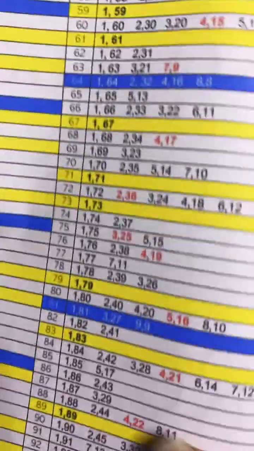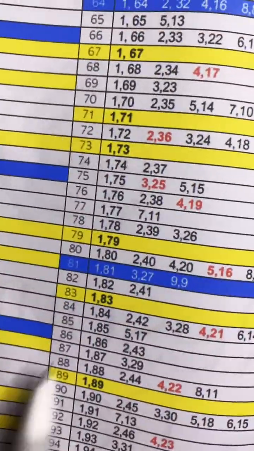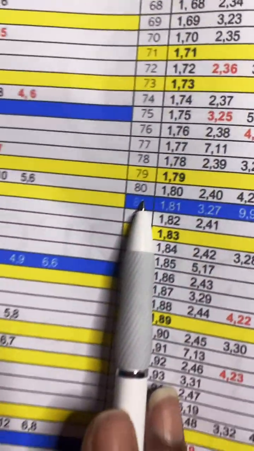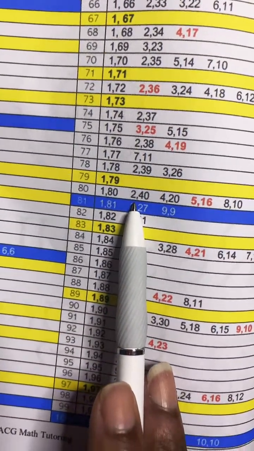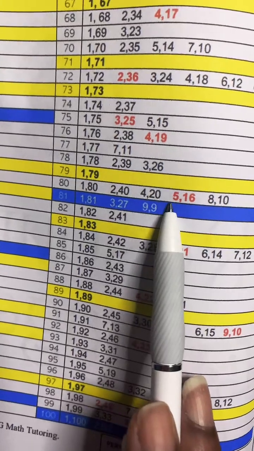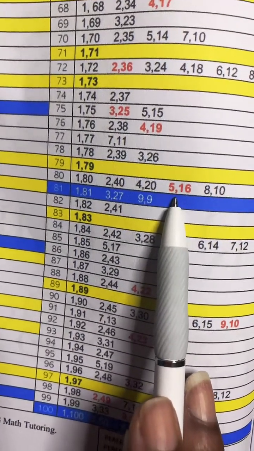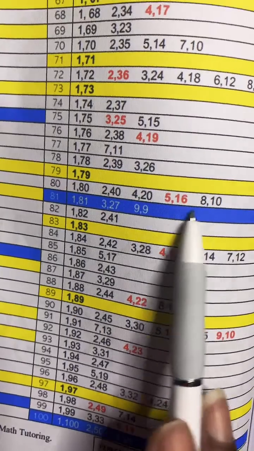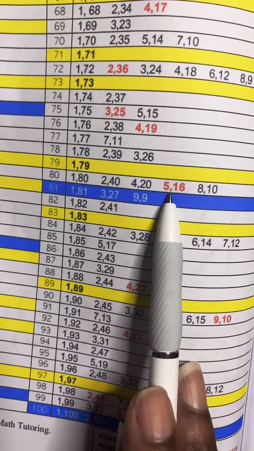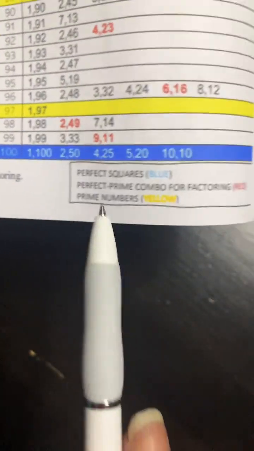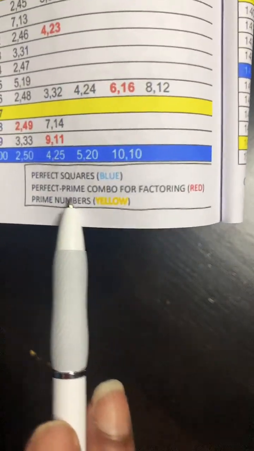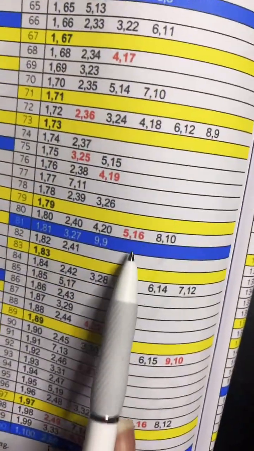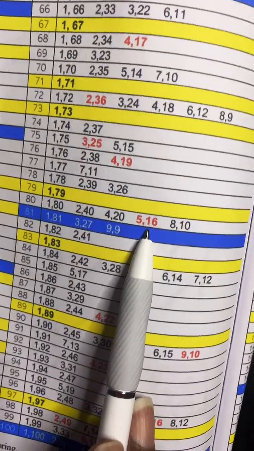So we look at 80. Let me zoom in for you. So here we are at 80. For 80, there's factors of 1 and 80, 2 and 40, 4 and 20, 5 and 16, and 8 and 10. Now, 5 and 16 is in red. That's what's called your perfect prime combo. This is what you're looking for when you're breaking down.